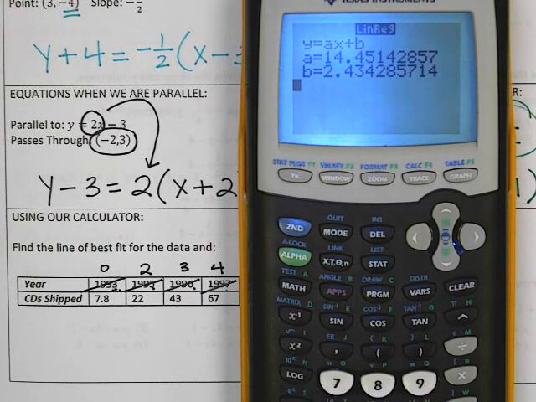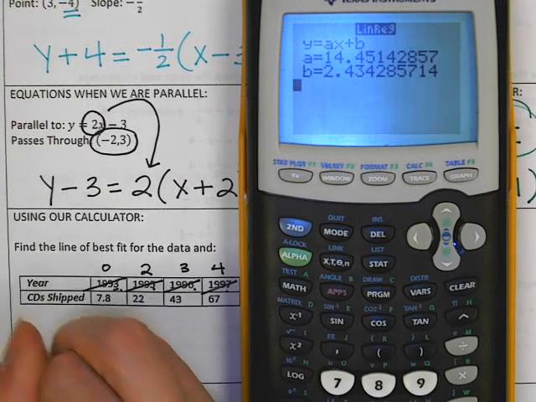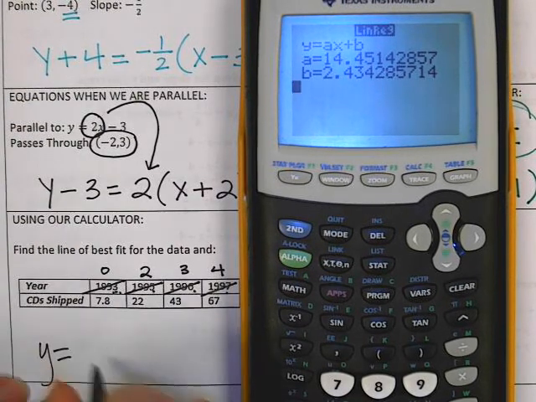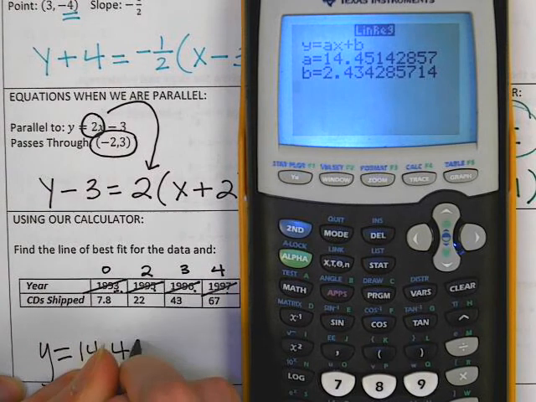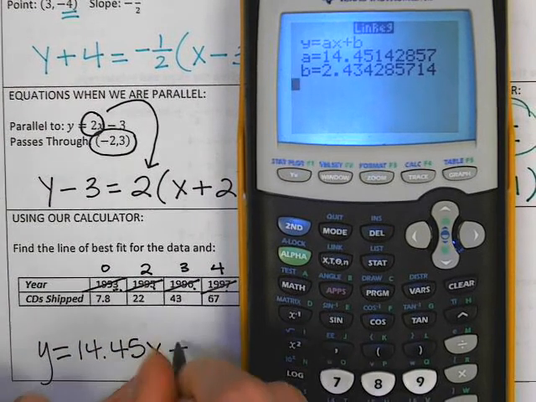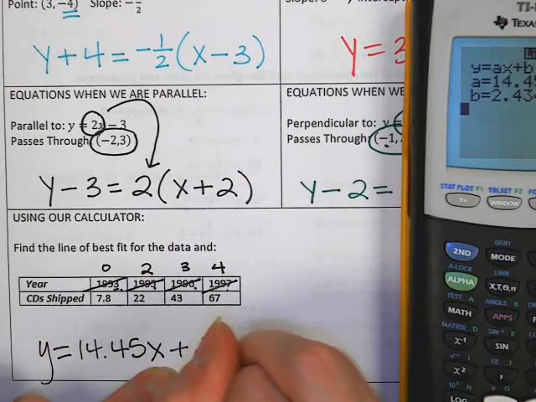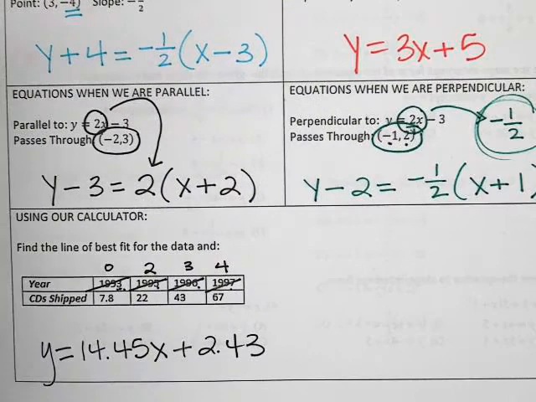And there's your y = mx + b. So this one would be y = 14.45x + 2.43. And based on the multiple choice answers, you will know how to round.